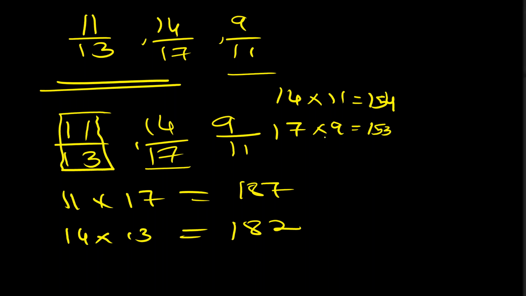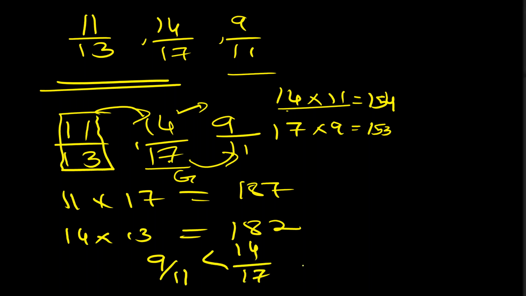When I'm comparing these two values, 154 is greater, so the greater fraction is 14 by 17, the first one. The first time, when comparing these two fractions, this was small; now this was the greatest. That means this is the smallest one, so the order is: first 9 by 11, then 14 by 17, then 11 by 13.